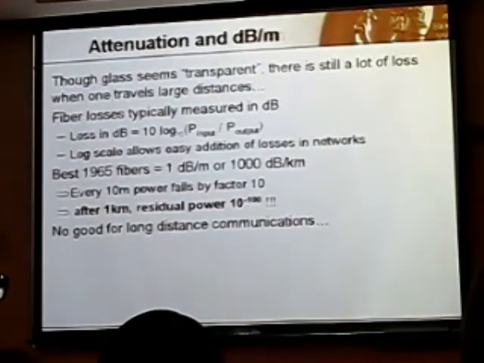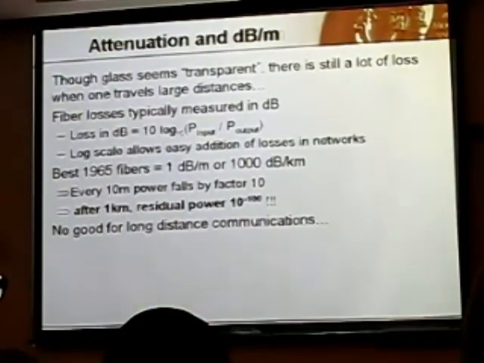Or 1000 decibels per kilometer, which means every 10 meters you go, the power falls by a factor of 10. So at the end of 1 kilometer, your power will be 10 to the minus 100. Now, it doesn't matter what kind of science you are in, 10 to the minus 100 is as close to zero practically as you can get. So even a kilometer later, there is no hope of doing any optical communication.